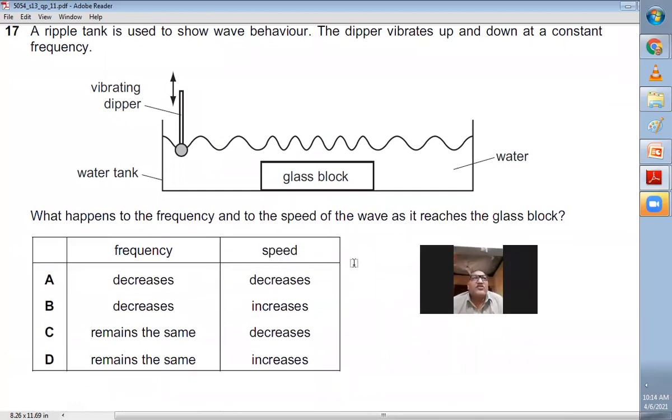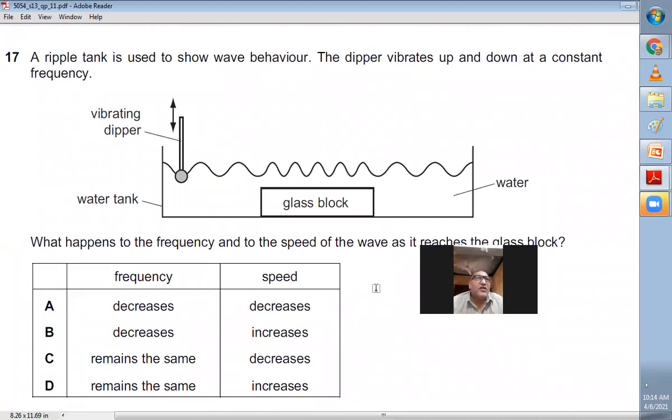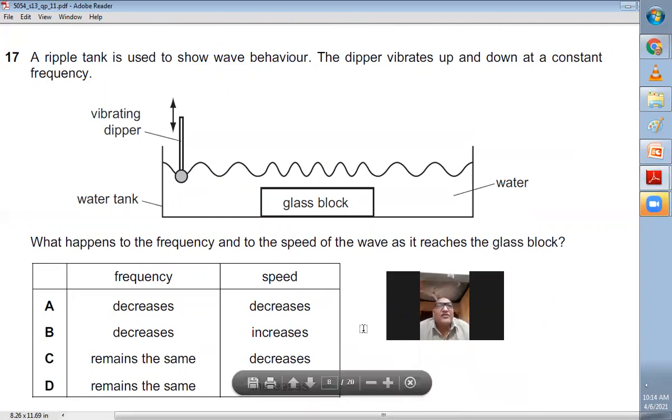And then we have question number 17. A ripple tank is used to show wave behavior. The dipper vibrates up and down at a constant frequency. What happens to the frequency and to the speed of the wave as it reaches the glass block? So you see here the water is deep, here the water is shallow, here the water is again deep.